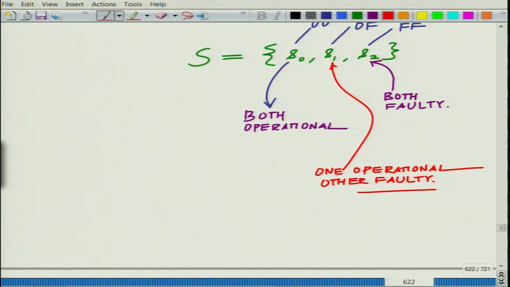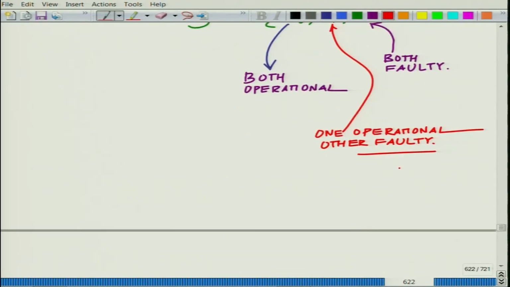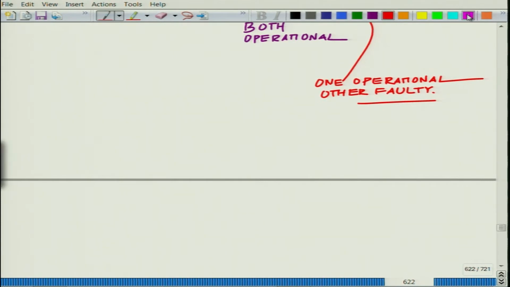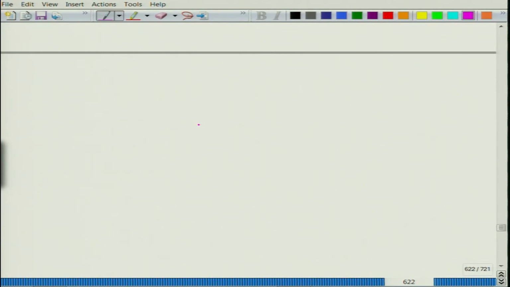As I said, we do not specifically care about which one is operational, which one is faulty, okay, because both machines serve the same purpose. All right. Now let us find out what the transition probability is. Now let us remember, to characterize the DTMC, we need the transition probability, or the one step transition probabilities.